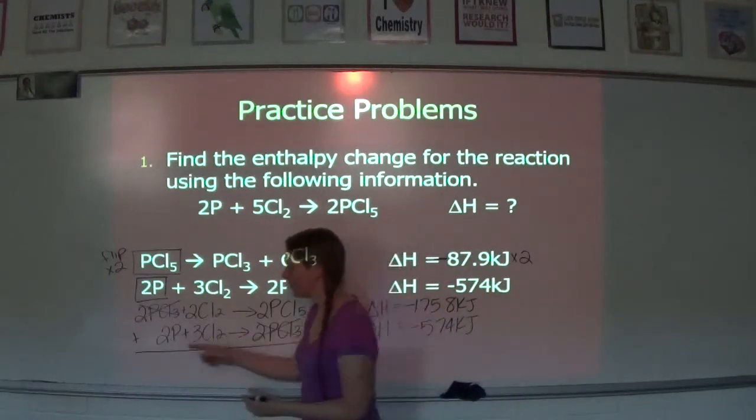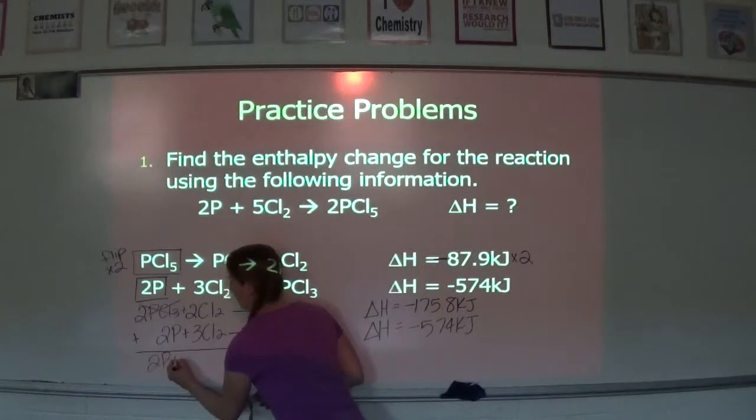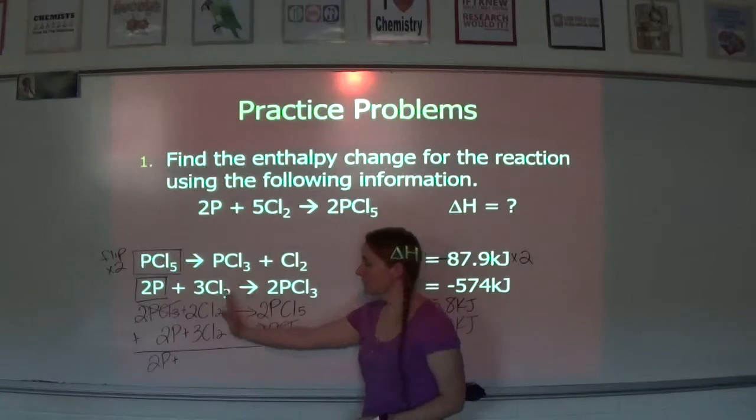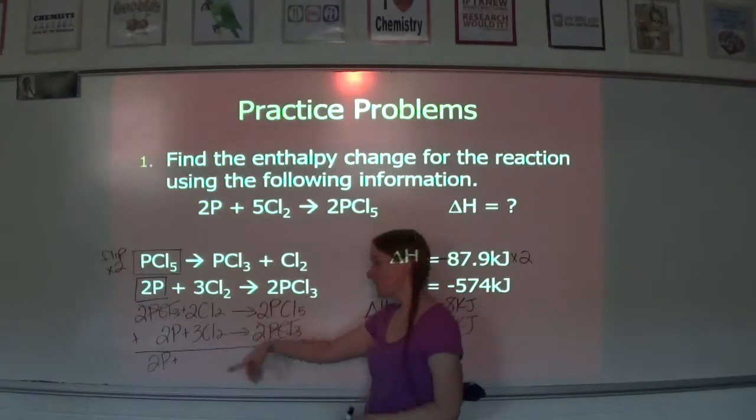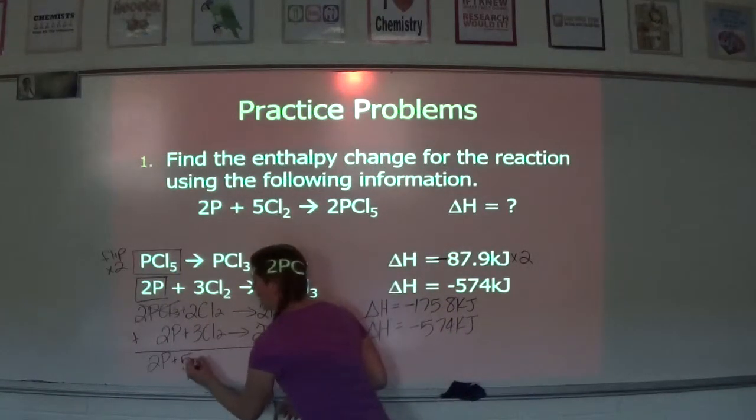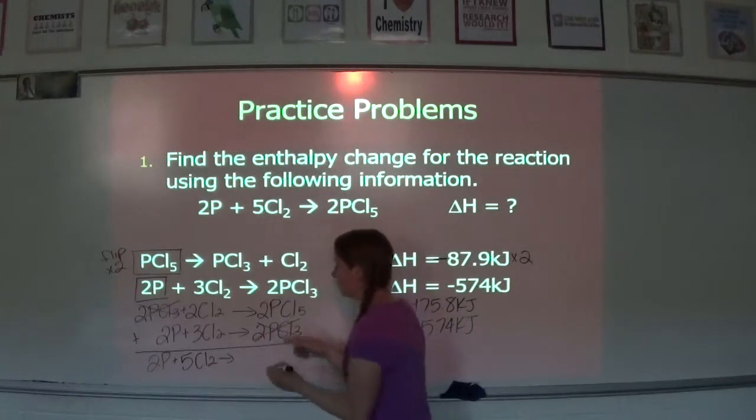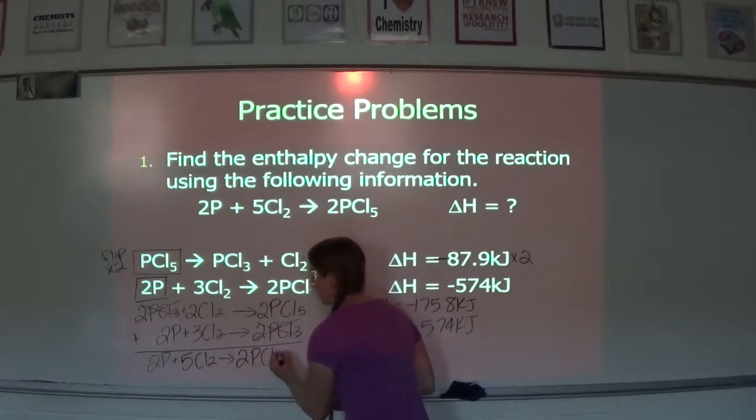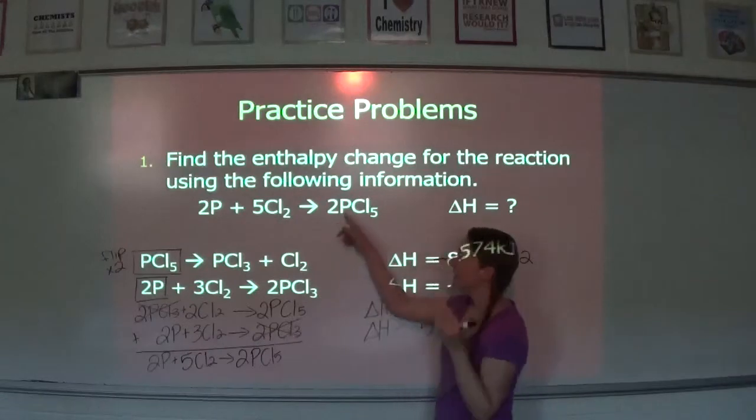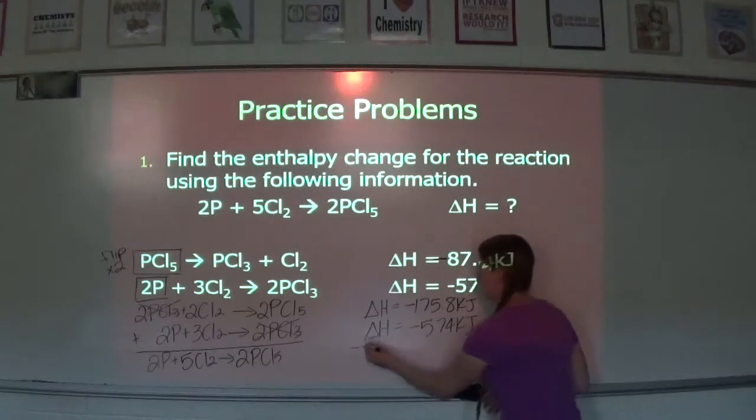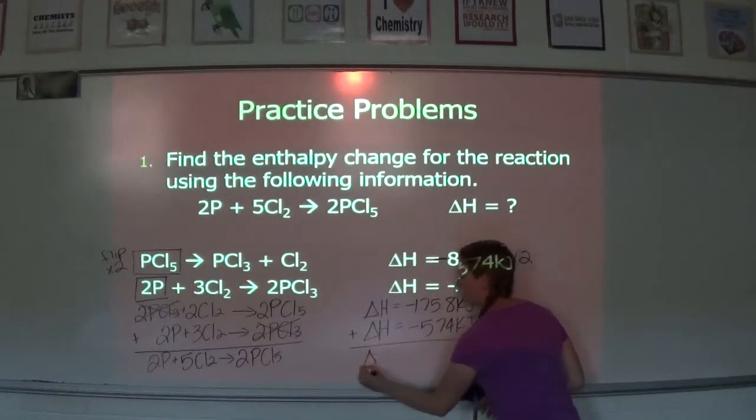So I write what's left. Well, I have 2 P's. Now the Cl2s don't cancel because they're on the same side of the arrow. So I'm going to add them together. So 2 plus 3 is 5 Cl2 yields 2 PCl5. So is that the reaction that I want? Yes. And so then last step is add up those delta H's.